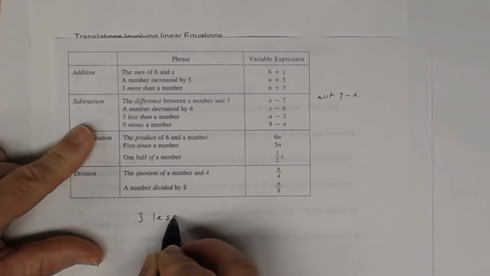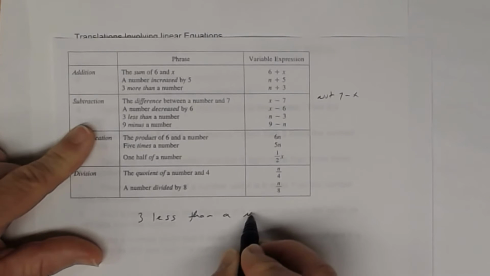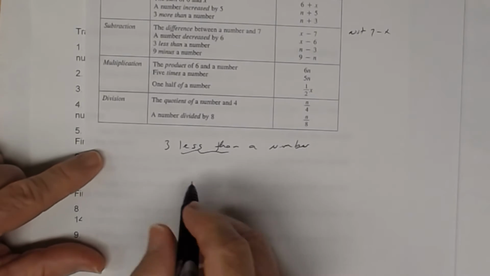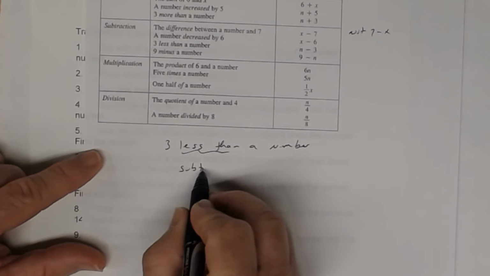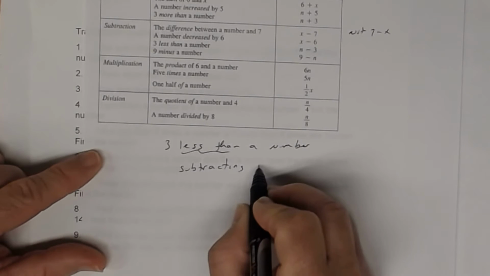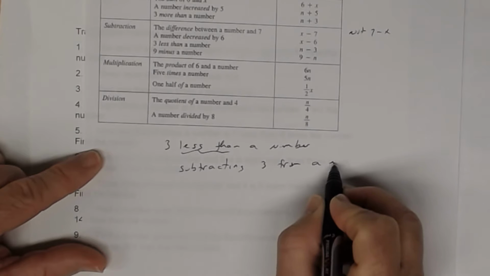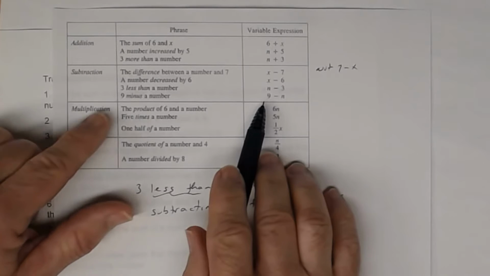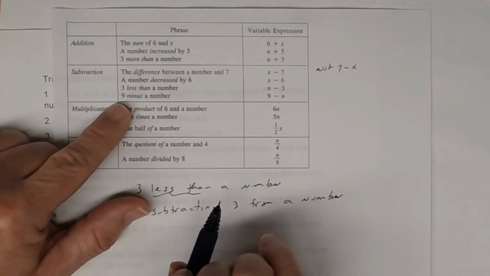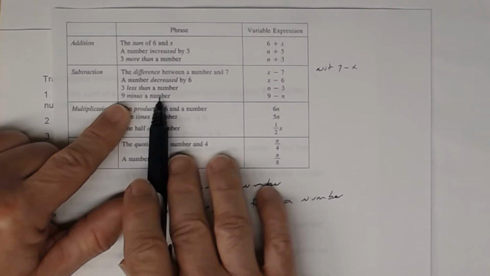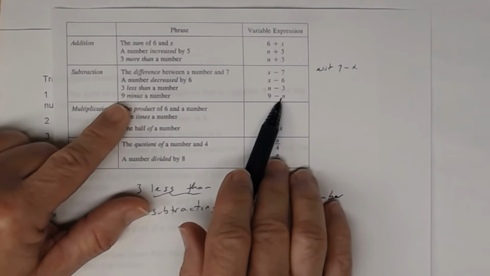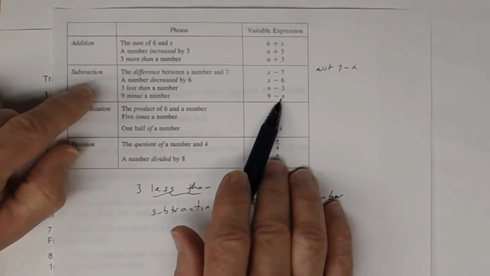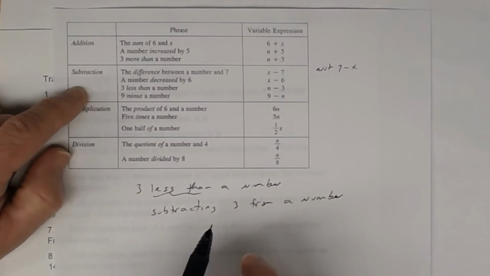3 less than a number. That words less than, that's subtraction. But what that means also is that you are subtracting 3 from a number. That means the same thing. That's why you see that number first, so n minus 3. And then 9 minus a number, that's straightforward, so that's 9 minus n. When you deal with subtraction, you have to be a little bit more careful because subtraction is not commutative. The order does matter.